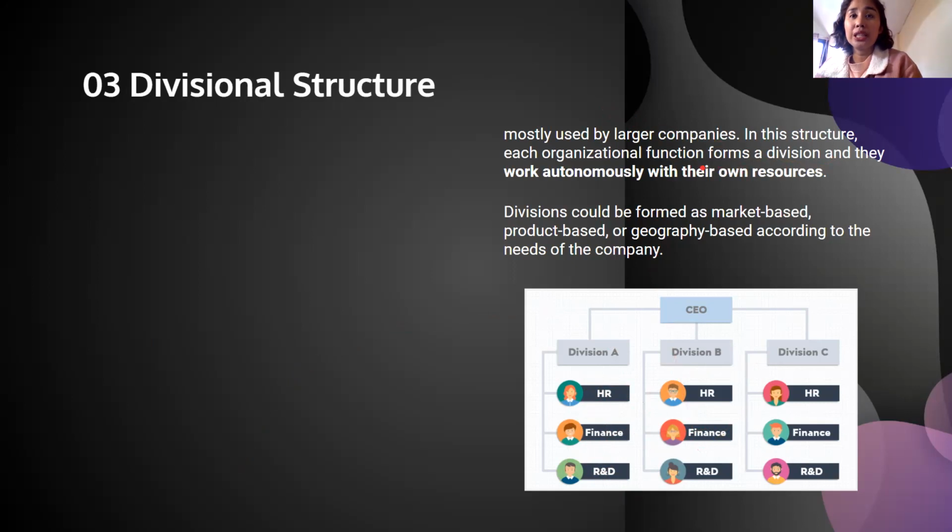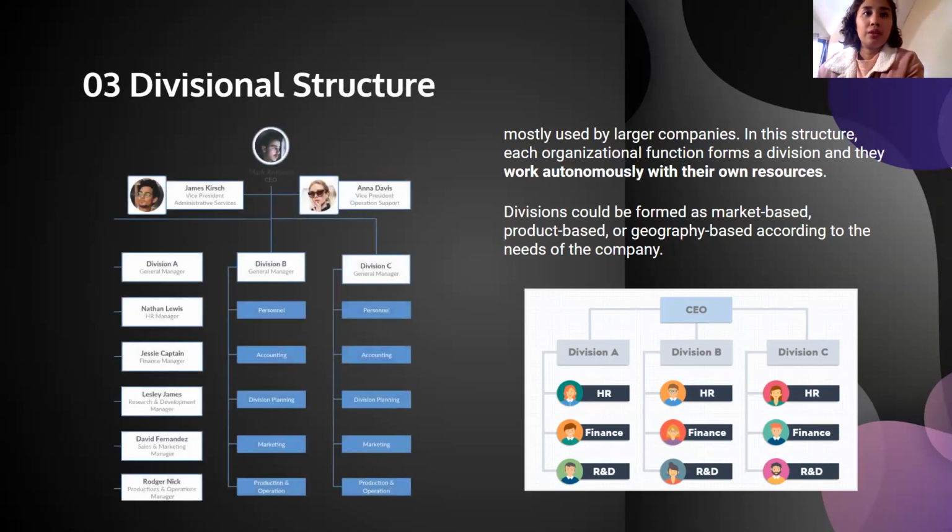In this structure, organizational function forms a division and they work autonomously with their own resources. Kanya-kanya sila. So, itong division nito, they are separated based on geography. Iba kasi yung SM Baguio, but they are all under one company, di ba? Yung SM Holdings. SM Company. So, kanya-kanya. May kanya-kanya silang HR department, finance department and so on. Security engineers sa bawat branch ng SM because it's a large company.